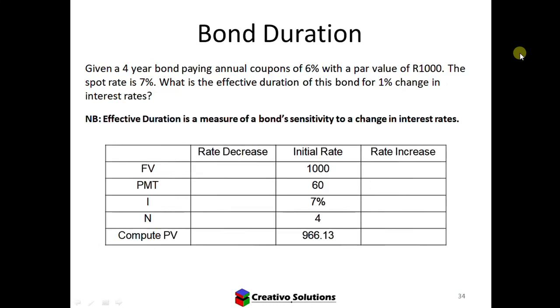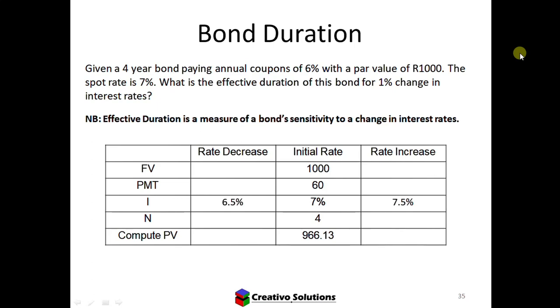First thing we need to do is put in the current situation. Right, so the current situation is we have a par value bond, which is 1,000, with a coupon of 6%, which is 6% of the 1,000. And then we've got an interest rate, which is 7%. That's the current situation. That's the spot rate. Remember, spot is what's happening now. And then you've got N, which is the number of periods, and then you would be solving for your present value.